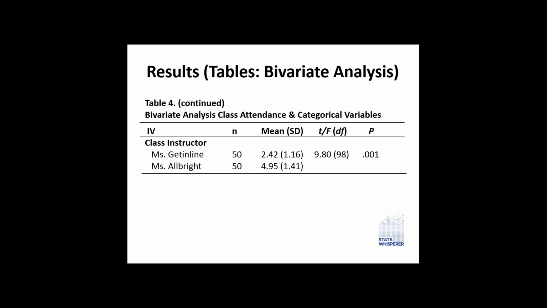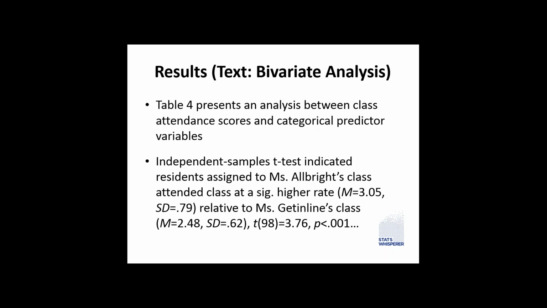And then again, ending with our t-test for the class instructor, where we see it's significant under 0.001, and the higher mean was Miss Albright. So she had a significantly higher rate of attendance at her classes than Miss Gettenline.